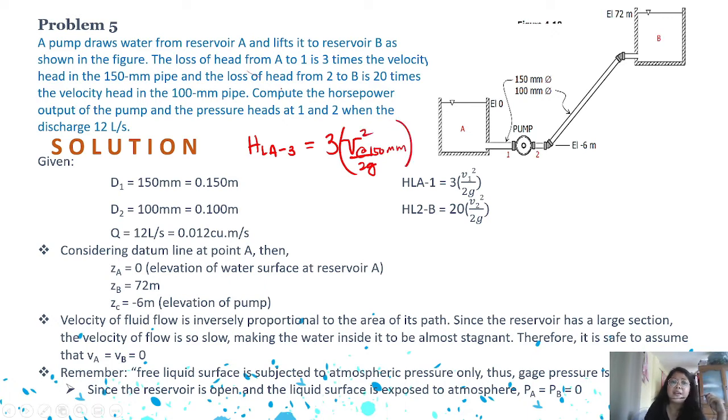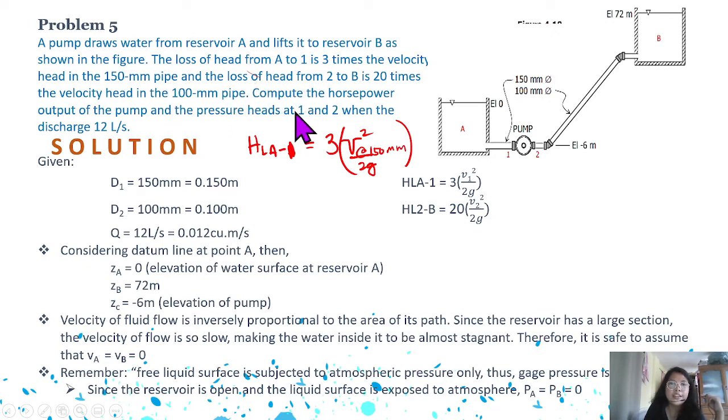Actually, ganyan lang yan. Para lang, kumbaga sa algebra, yung ating long sentence, i-convert na lang natin sa formula, no? So, the loss of head, HLA, from 1 to 3, mali na naman ako. Okay? So, the loss of head from A to 1, sorry. Na-excite ako. So, the loss of head, HLA to 1 is equal to the 3 times velocity head. So, 3 by V squared over 2G at the 150 mm pipe.